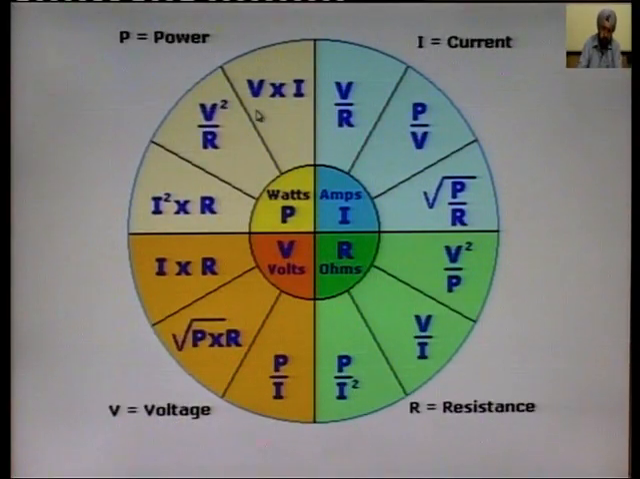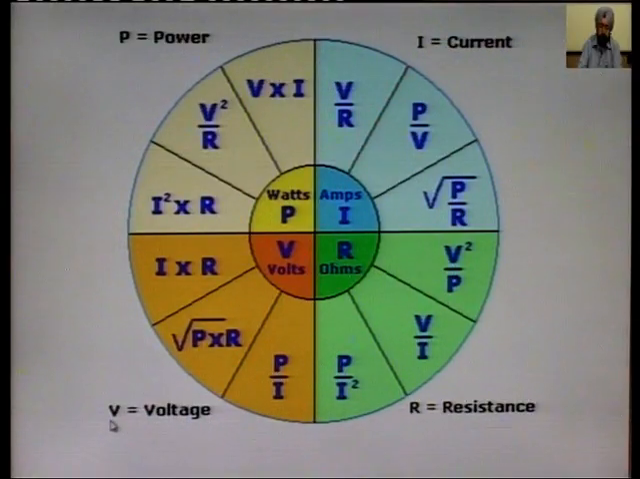This is a diagram that you can examine. P here is taken in watt, I in ampere, R in ohm, V in volt. These are for power: V into I, V square upon R, I square R. If you want to find out current, V upon R, from this formula you get P upon V, and from this formula it is under root of P upon R. If you want to find out resistance, it is P upon I square, V upon I, V square upon P.